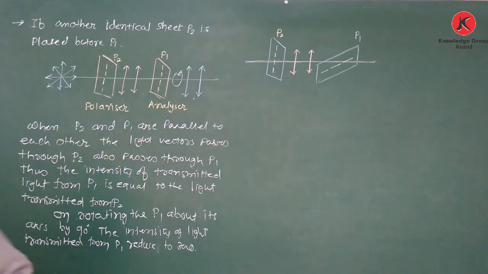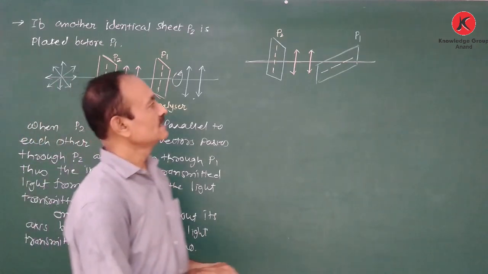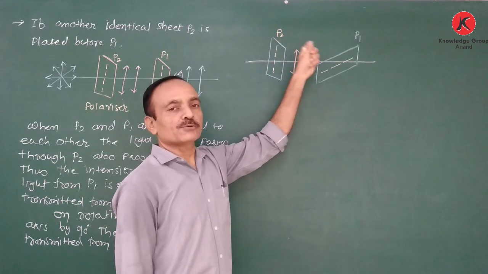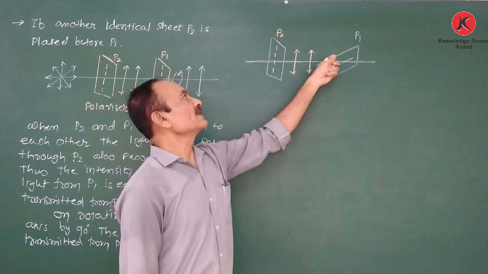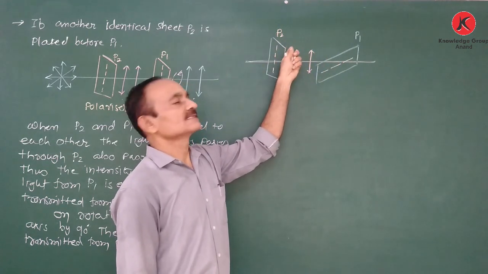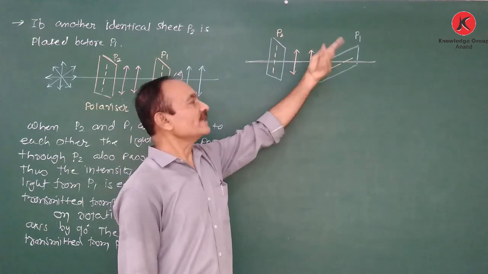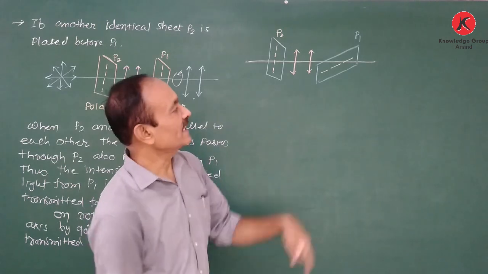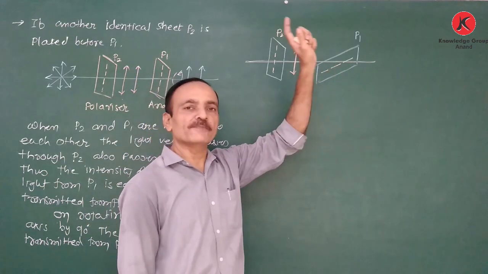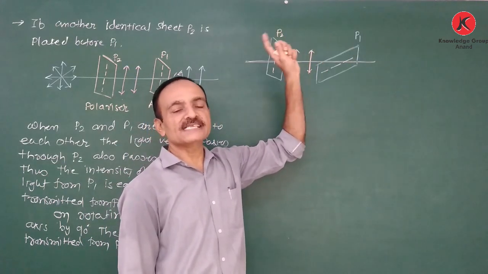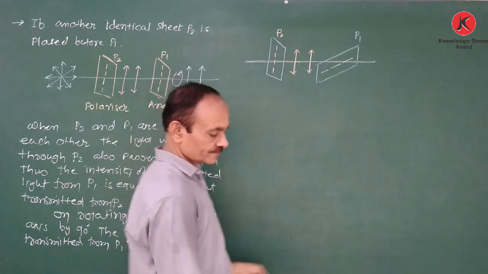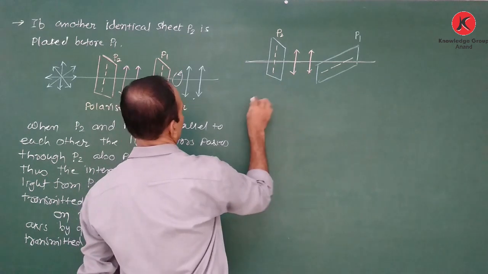Thus, the conclusion is that the light passes through P2 and P1, keeping P2 fixed and rotating P1 from 0 to 90 degrees. The intensity of the transmitted light from P1 changes from I to 0.